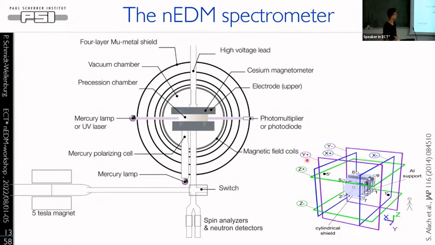And inside here, you see something which is called the mercury lamp, and the mercury lamp for the UV laser. And we used mercury inside here, 199, also a spin 1/2 particle to measure the magnetic field in the same volume as the neutrons are. And so we could use that frequency to normalize the other. And in the end, what we do is we take the ratio of the neutron frequency to the mercury frequency and then use that as observable to search for an electric dipole moment.